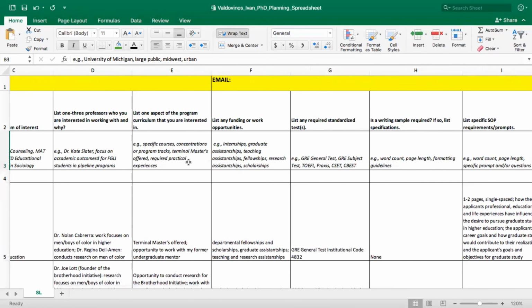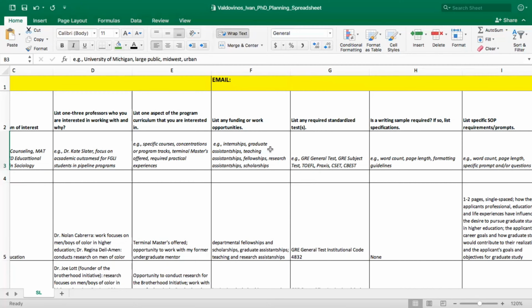Then you also want to do some research on why you're selecting this program. What specific courses, concentrations, program tracks do they provide you with, the master's on the way to the PhD, for example? What is attractive about this program to you? And find that information on their website and list that in this column.